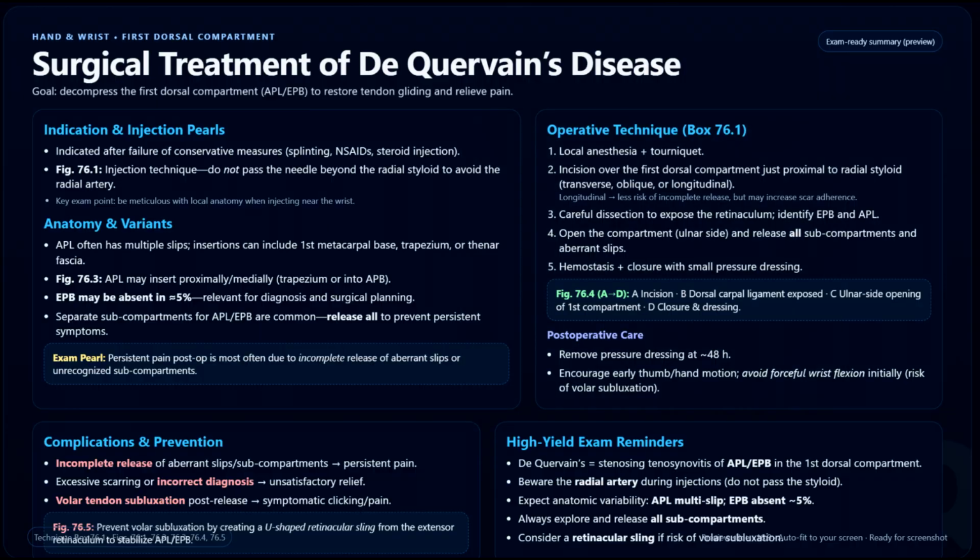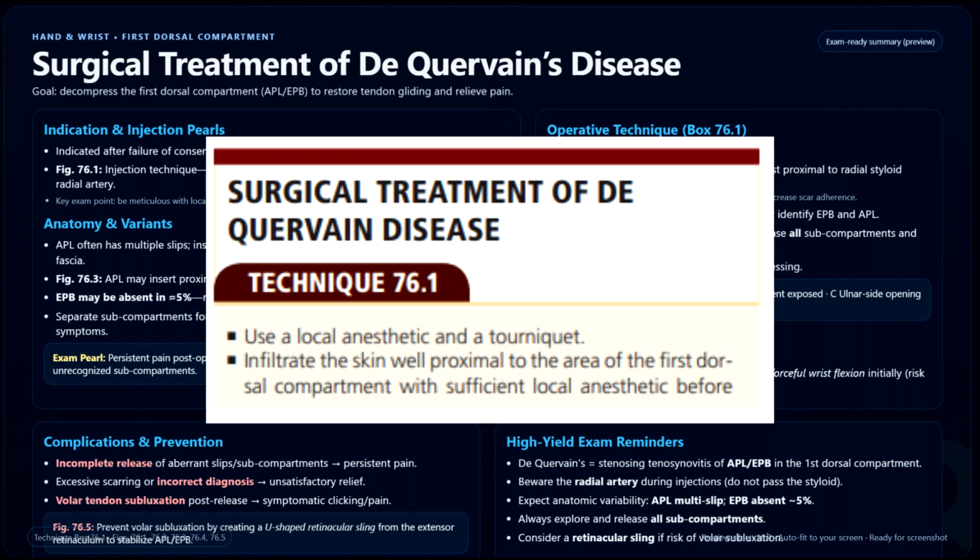The operation is usually performed under local anesthesia with a tourniquet. The key steps are: first, make an incision over the first dorsal compartment, just proximal to the radial styloid. The incision may be transverse, oblique, or longitudinal.